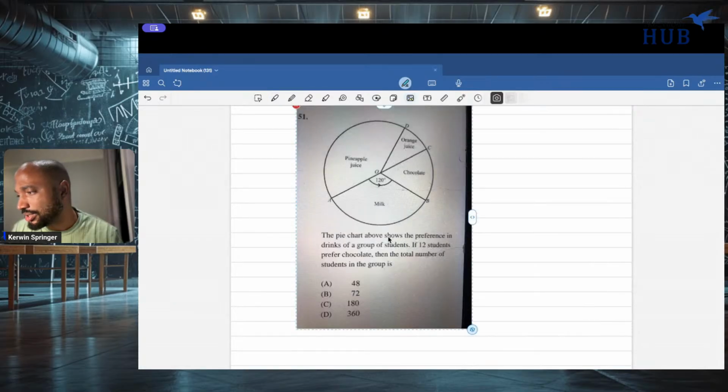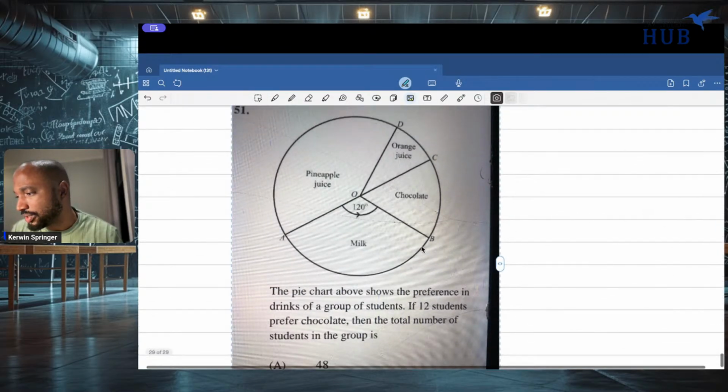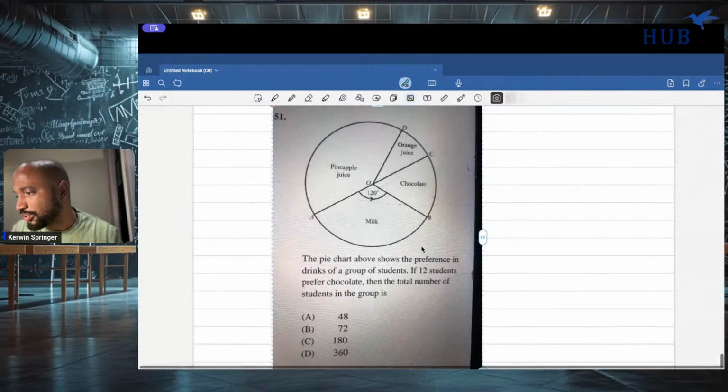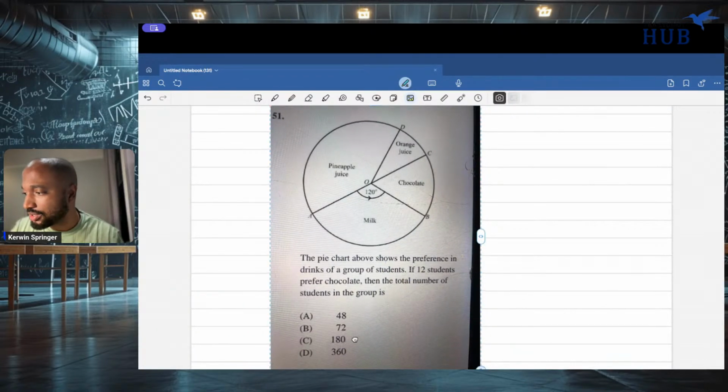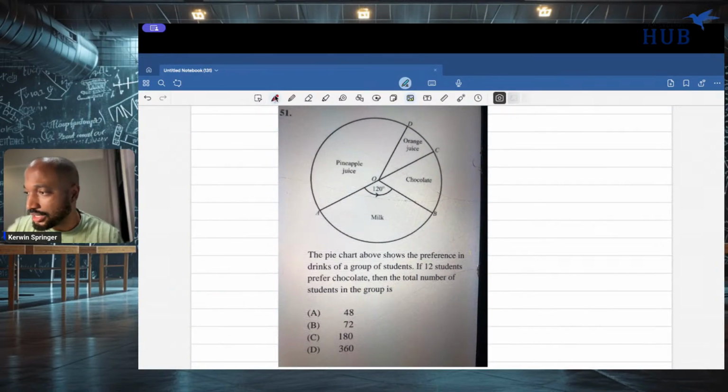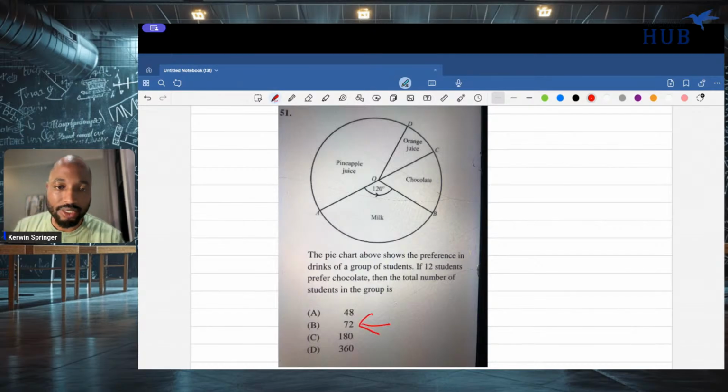What is this? Pie chart above shows the preference in drinks. 12 students prefer chocolate. We do this already. How much time we gonna do this? What is the answer? This person sent a whole page, boy. Where's that? This person sent adding mixed numbers. All right, here we have our next one. Question that makes sense now.